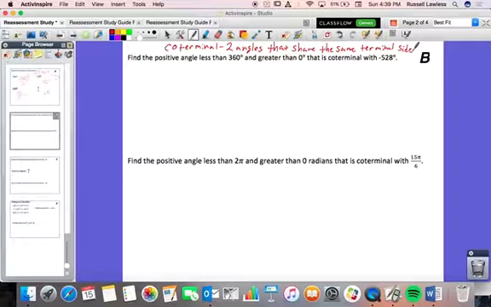Now, you could do this graphically and just draw it like we did with the angles, but I'm going to do this algebraically. Remember that a full rotation, a full circle, is 360 degrees. So I'm going to take negative 528 degrees and do a full rotation in the positive direction, which would be adding 360 degrees. When I do that, I'm going to be left with negative 168 degrees.